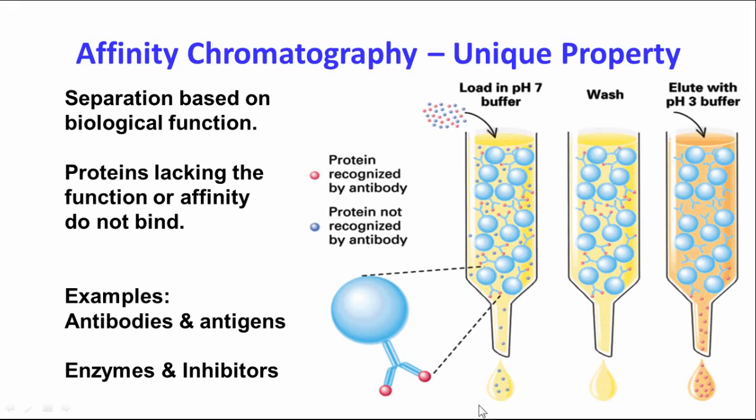So all the blue stuff flows right on through, and then the red things stick at pH 7 where the antibody is functioning. You can change the conditions so that the antibody-antigen complex is disrupted. Usually pH 3, like 10th molar HCl works well, and then you can elute your protein over here.